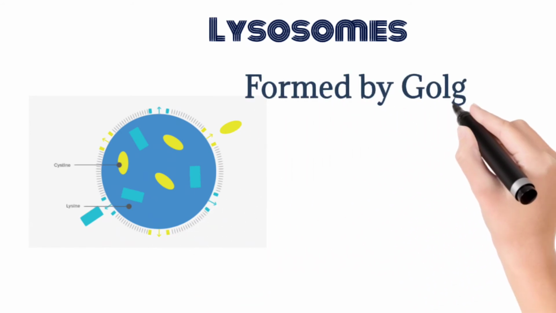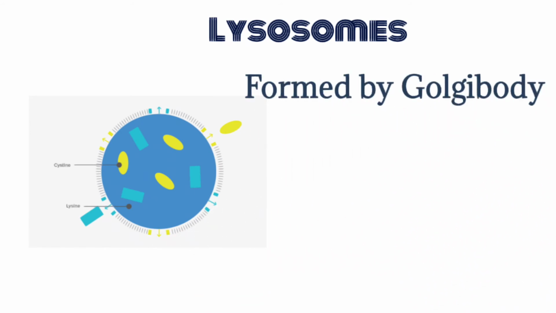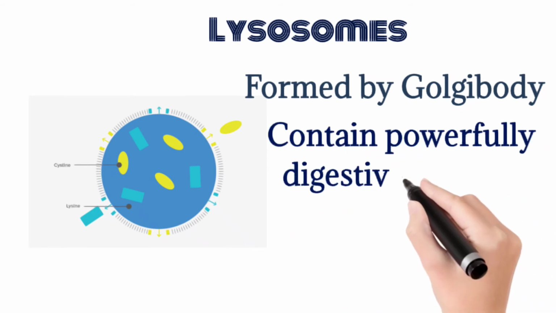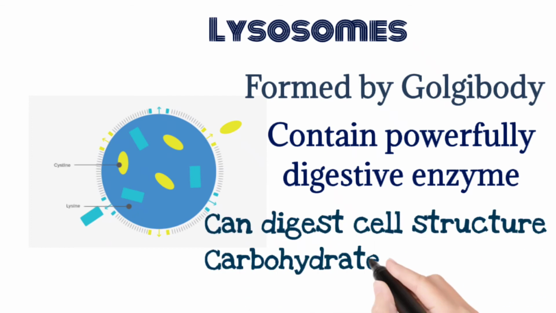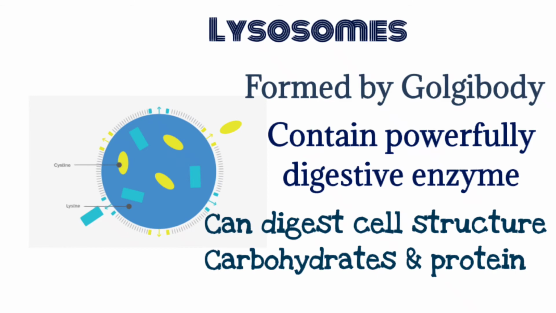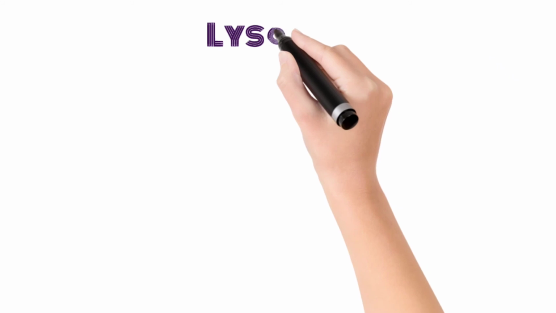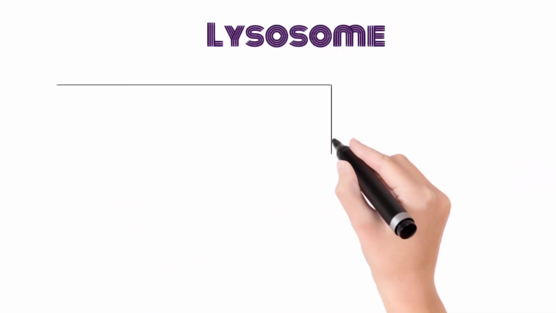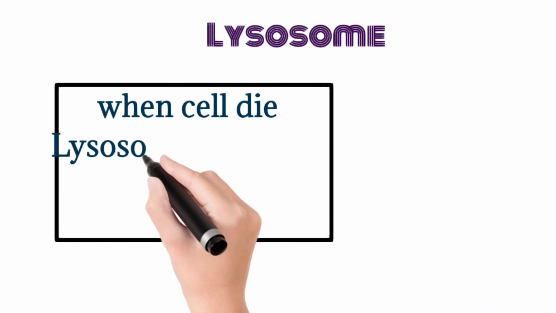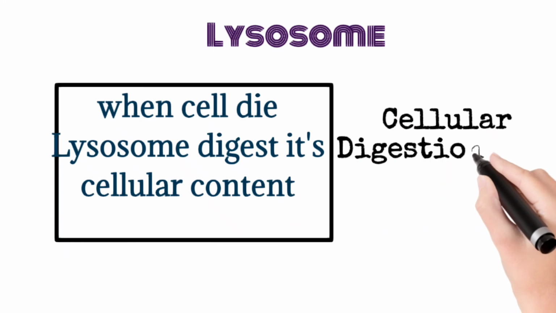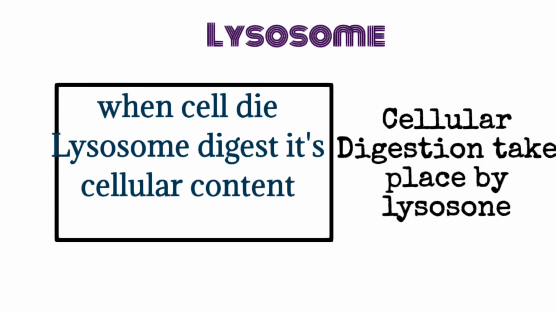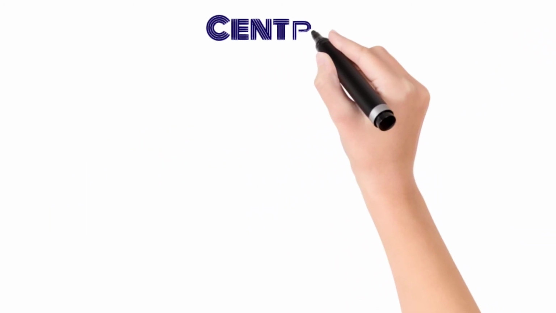Another is lysosome. Lysosome is formed by the Golgi body. It is a part of the Golgi body. It contains powerful digestive enzymes. It can digest cell structures, carbohydrates as well as protein. When the cell dies, lysosome digests its cellular content. Therefore, cellular digestion takes place by the lysosome.